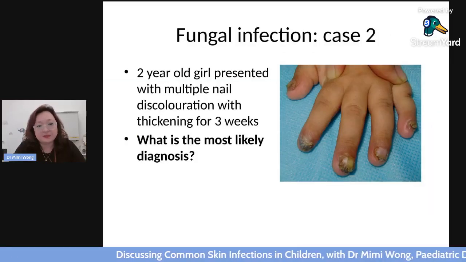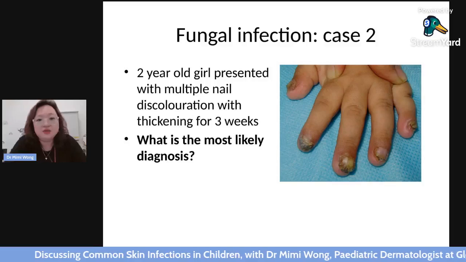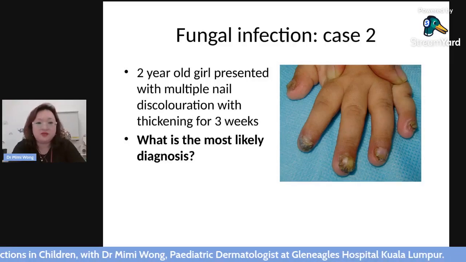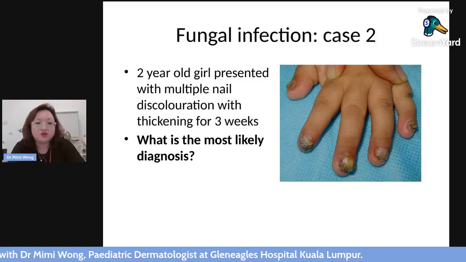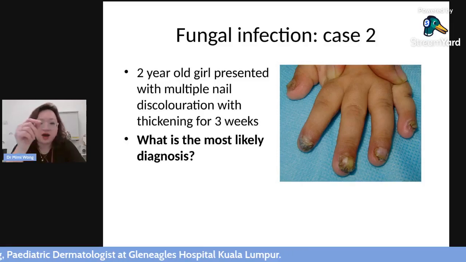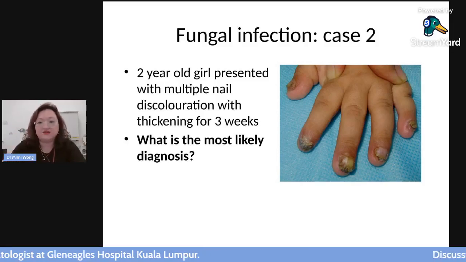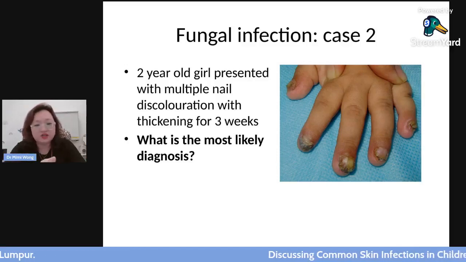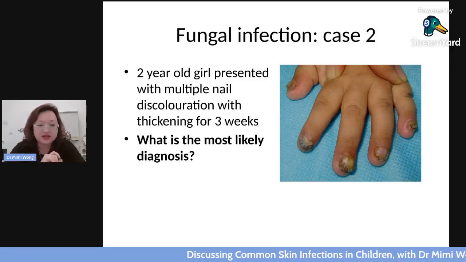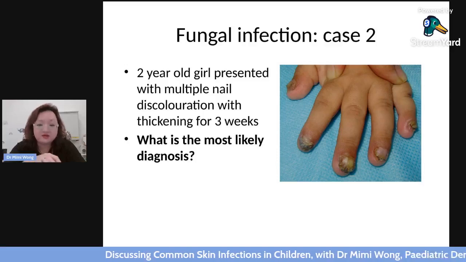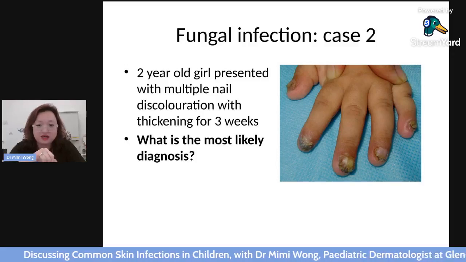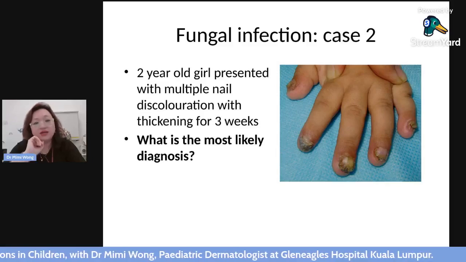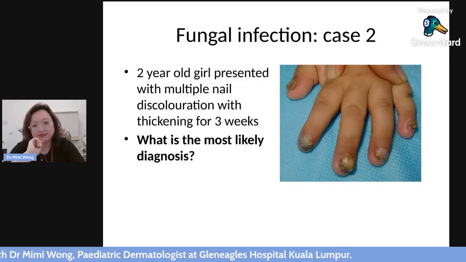Okay, next, case number 2. We see it quite often also. This 2-year-old girl presented with multiple nail discoloration with thickening for 3 weeks. Mother said it started from one nail and then it moved to the 2nd, 3rd, 4th and so on. You can see there's yellow discoloration, also brownish and blackish discoloration. Very thick nails but very brittle. And some of the nails, especially the little finger, have already separated from the nail bed. Can you see? So what do you think is the most likely diagnosis here?